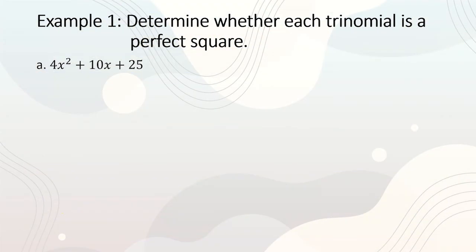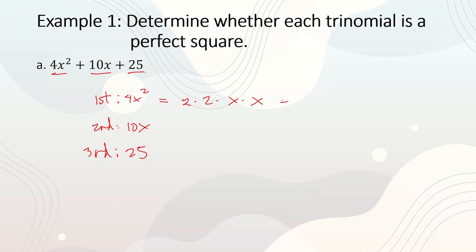Now let us have an example. Let's determine first whether each trinomial is a perfect square or not. So we have here 4x squared plus 10x plus 25. The first term is 4x squared. The second term is 10x. The third term is 25. So notice that the first term is a perfect square because that's 2 times 2 times x times x. Or you can think of it as 2x times 2x. So it's a perfect square.